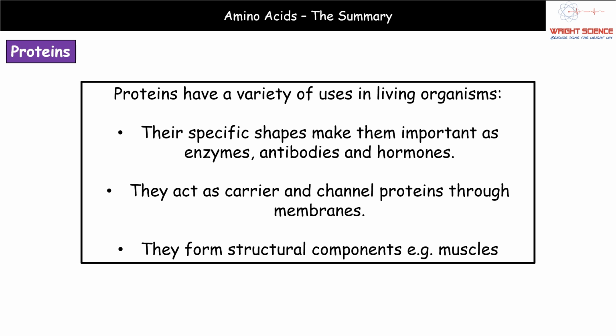We're also, when we look at our membranes topic, going to see how they form these either carrier proteins or channel proteins to allow other substances to cross our phospholipid bilayers. And finally, we use these proteins to build up structural components like the muscles that allow you to move your body. So that's just a very brief overview of what proteins actually do in living organisms. We will of course look at these in more detail throughout the rest of the biology course.